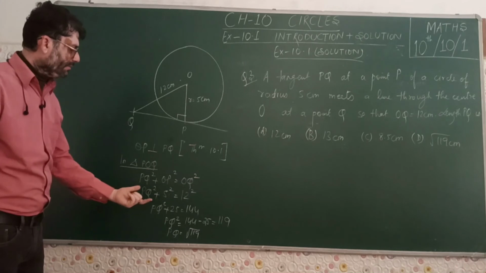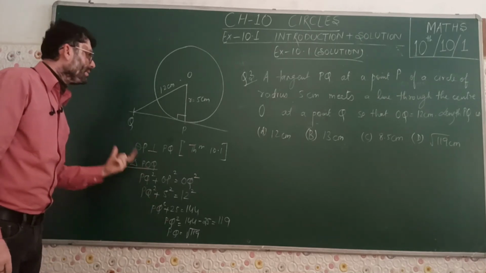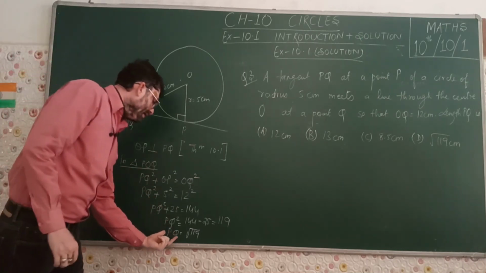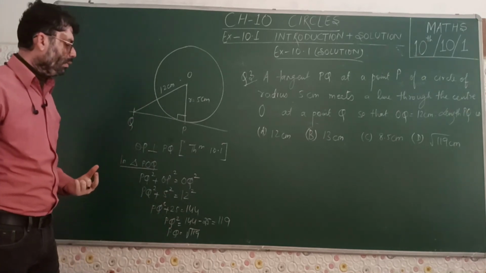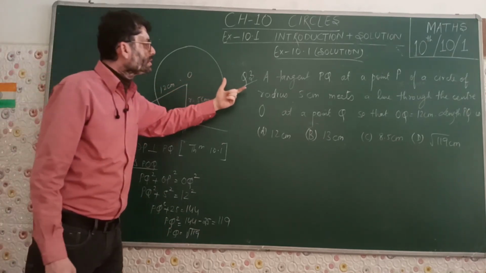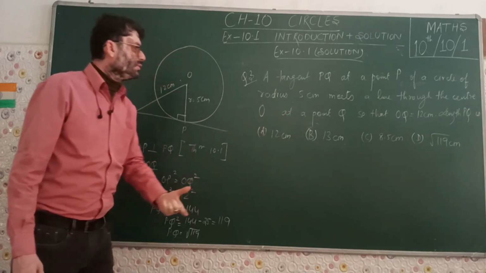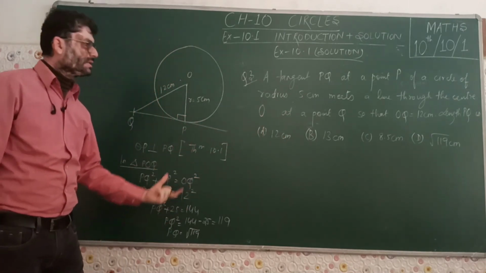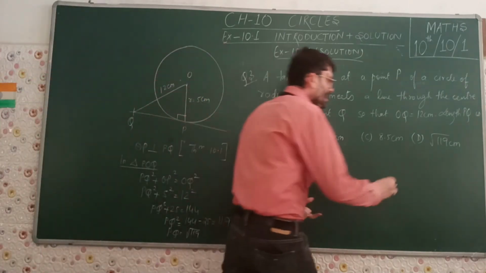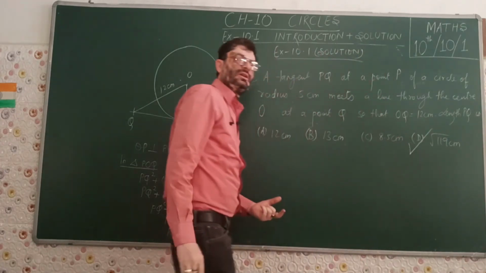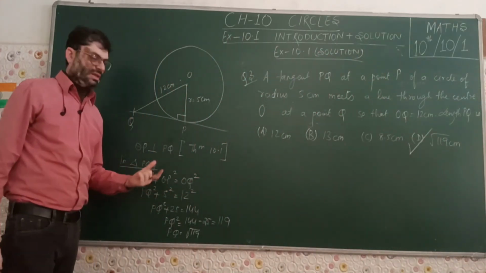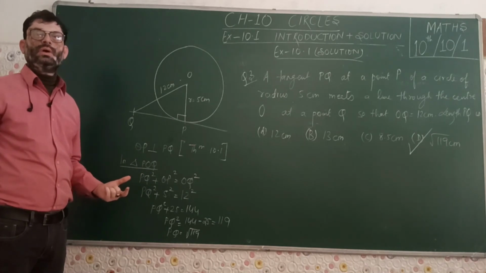So this is the value that we have got for PQ using Pythagoras theorem, that the value of PQ is root under 119. So this was an MCQ question where 4 options were given to us, and according to our calculation, the option D is the correct one. So we can tick that option D is correct. So the length of PQ is root under 119.